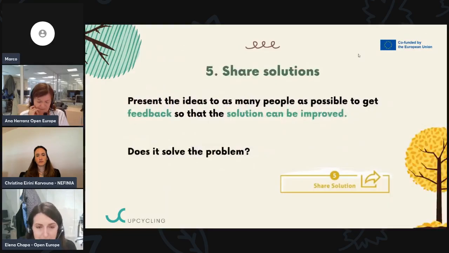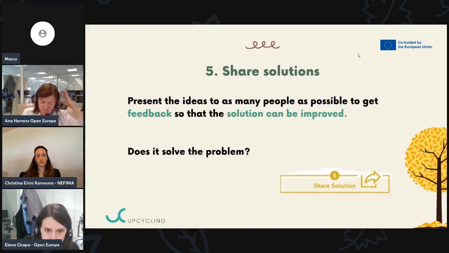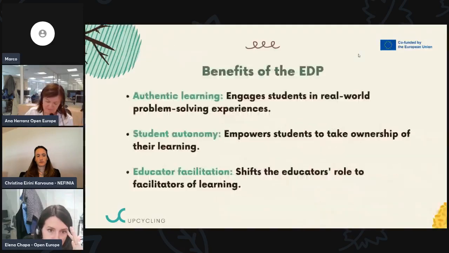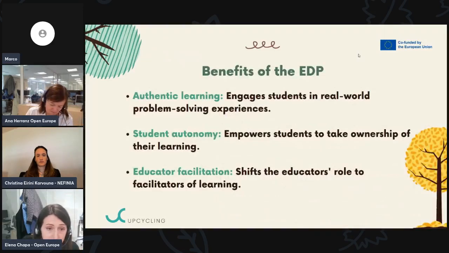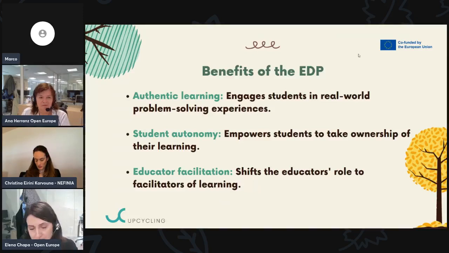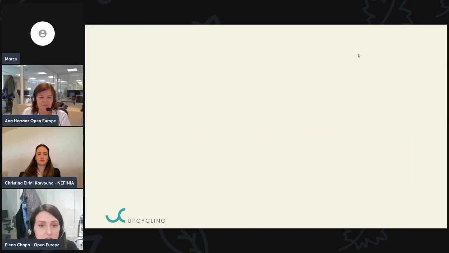So share solutions. At the end, the engineering design process always has a presentation part, meaning the students always present in front of their classmates. So the benefits of the engineering design process: authentic learning, student autonomy, and the educator or the teacher is a facilitator. So the educator's role shifts to just facilitating learning, not to provide or give data, information, etc.